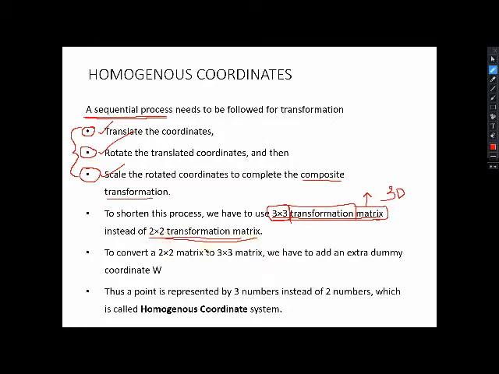Okay, so when we have a 2x2 matrix, if we have to convert that into a 3x3 matrix, now we only have the XY coordinates and the Z coordinate is not available. If you have to transform a 2x2 matrix into a 3x3 matrix, we have to add an extra dummy coordinate named as w.